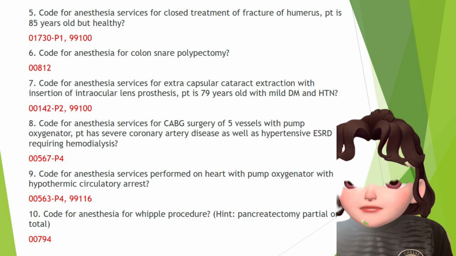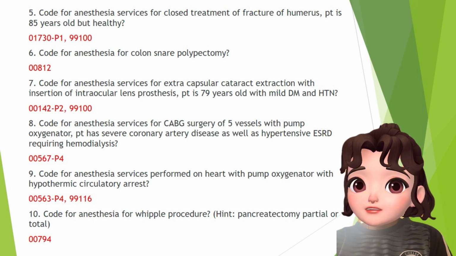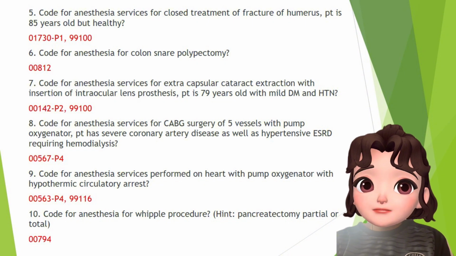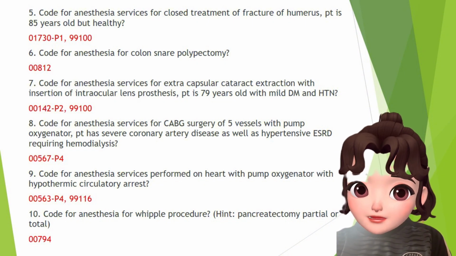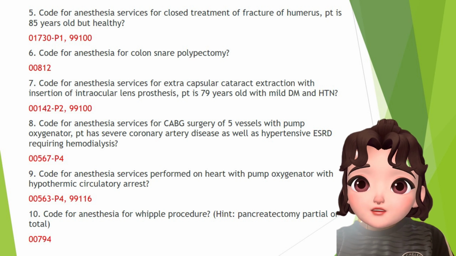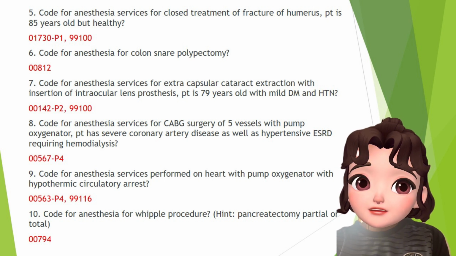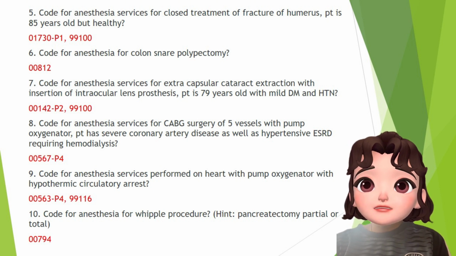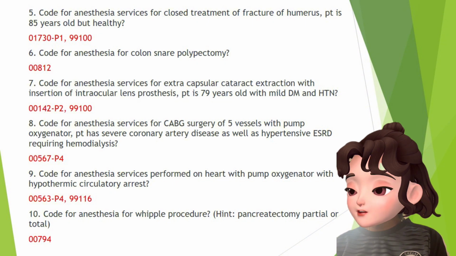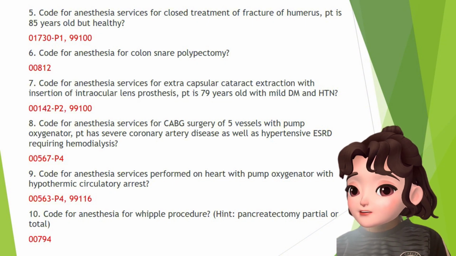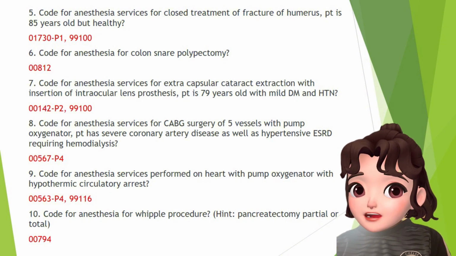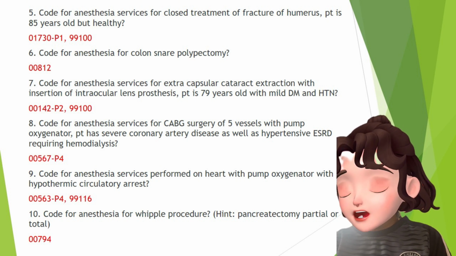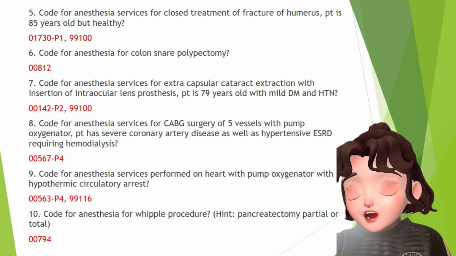Now next question. Code for anesthesia for Whipple procedure. I have just marked a hint like that. Whipple procedure means pancreatectomy, partial or total. Because if you go to the index page and check Whipple procedure, it will show some other name. So when you come to check the code 00794, you will understand that it shows pancreatectomy, partial or total. And in bracket, it's mentioned Whipple procedure.